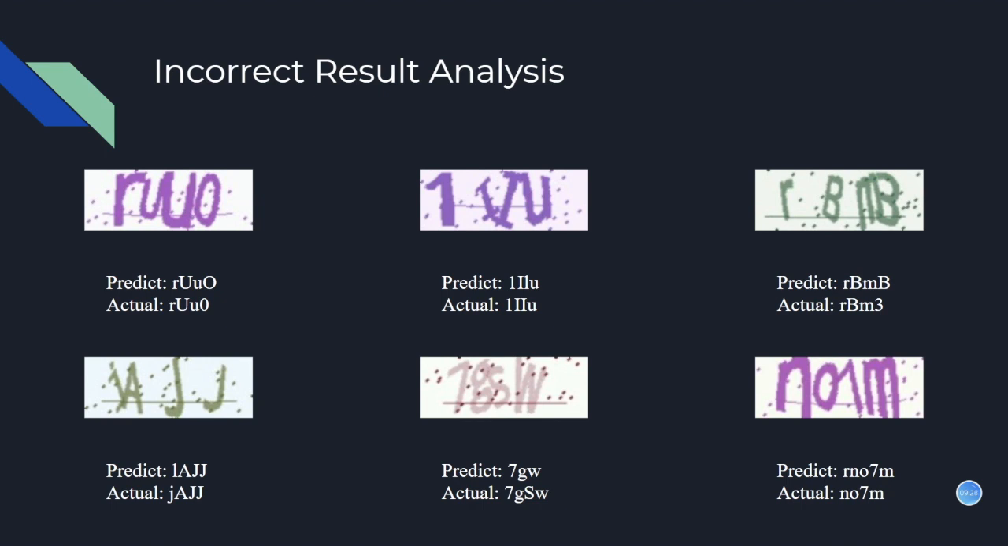And in the fifth image, the prediction outcome is 7GW, while the actual label is 4 letters. This might be because the letter S was lost during the image split. And in the last image, the predicted outcome is RNO7M, which is one letter more than the actual digit. So we think this also might be an issue when splitting the image, and part of the letter N was counted twice. Overall, I'm pretty satisfied with the project's result, and accuracy is much higher than our plan.